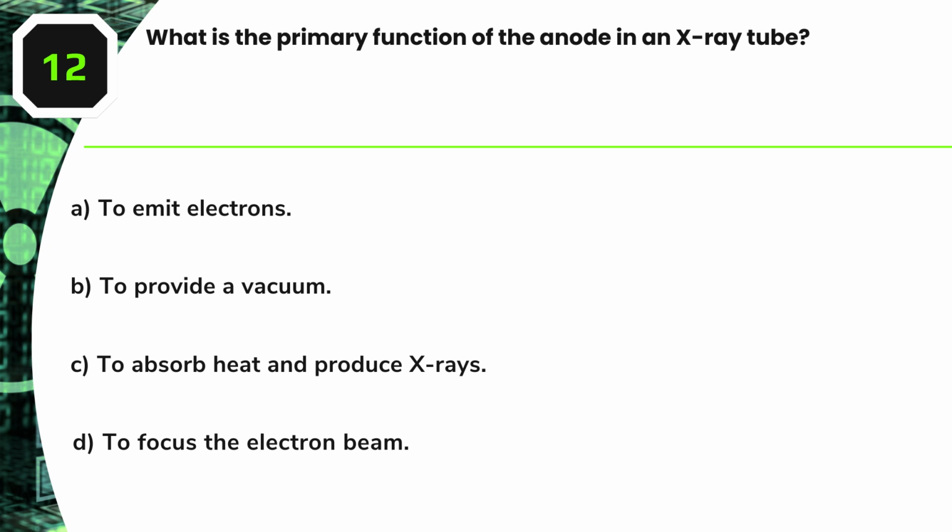Question 12. What is the primary function of the anode in an X-ray tube? A. To emit electrons. B. To provide a vacuum. C. To absorb heat and produce X-rays. D. To focus the electron beam.